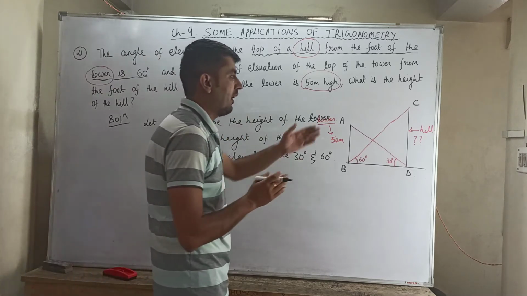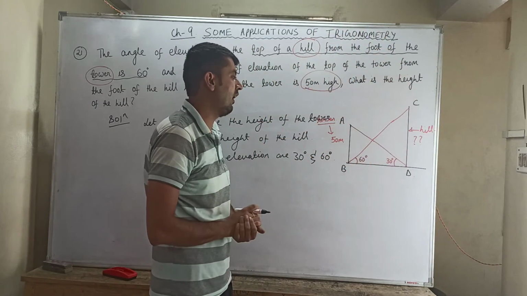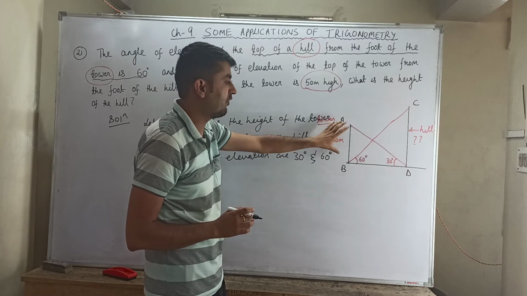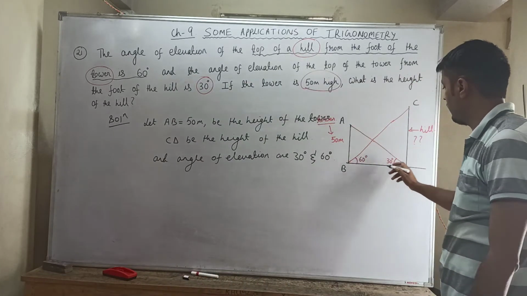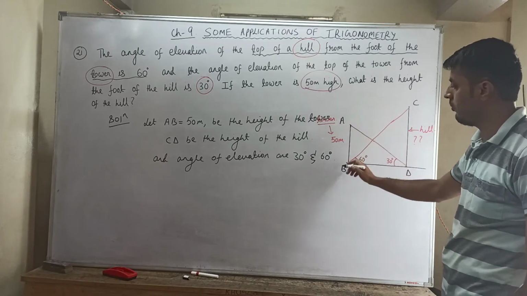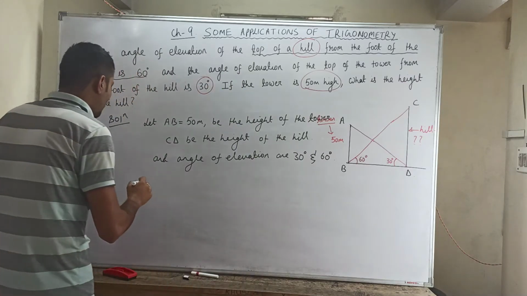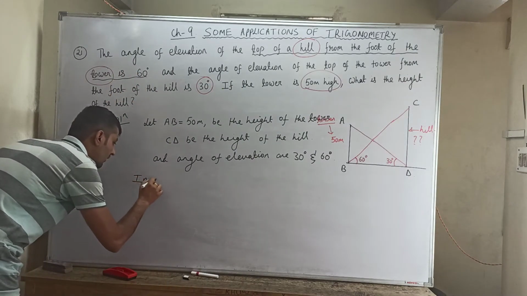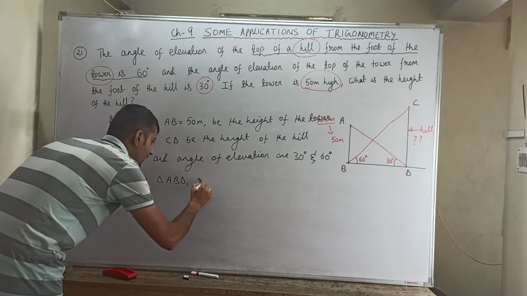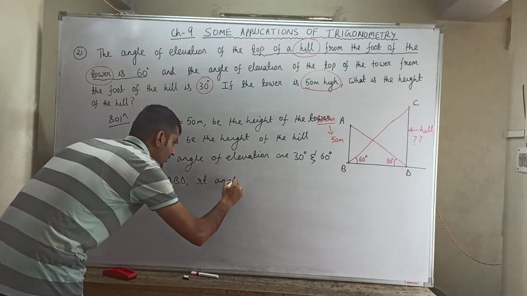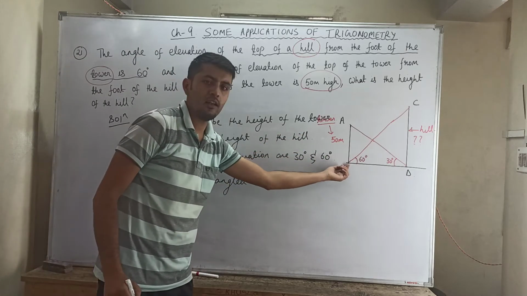Now you see, your aim is to find CD, that is the height of the hill. You have to find it out, and you know AB is equal to 50 meters. So what you will be doing is considering this triangle. In triangle ABD, you consider this triangle, so you write it down: in triangle ABD, right angled at B.